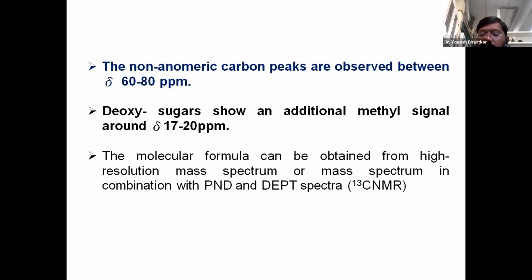Oxygenated carbon peaks are observed between 60 to 80 ppm. Deoxy sugars get additional methyl signals around 17-20 ppm. Means in the case of rhamnose, we get one extra methyl signal at 17 to 20 ppm. The molecular formula is obtained from the high resolution mass spectrum in combination with the PMR spectra, meaning the PMR and DEPT spectra. With this information we can get the molecular formula.